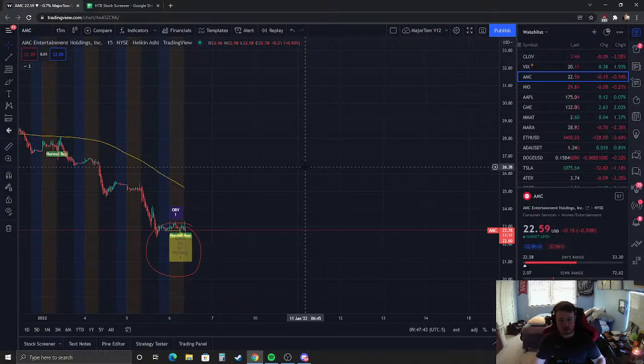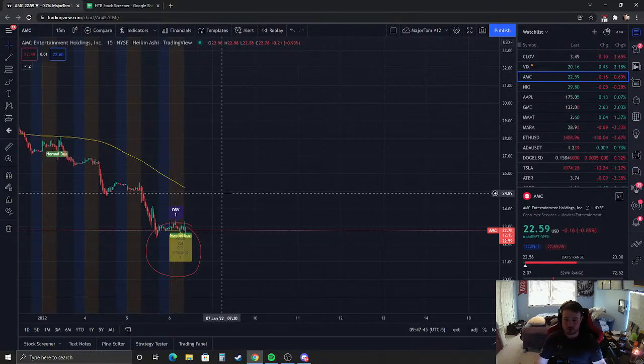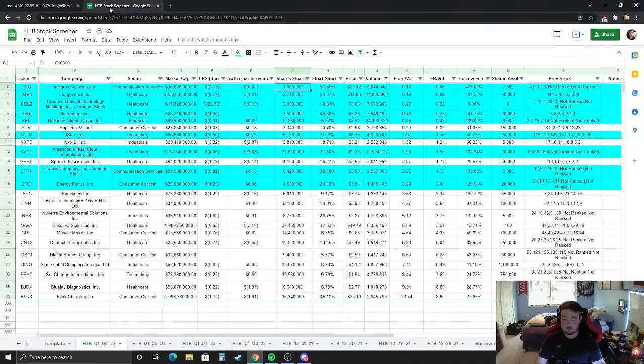Yeah, I just wanted to hop on real quick and show you guys some stuff that I was looking at. Take a look at SELS here. The float of SELS is 2 million, 20% short, and it's seeing 7.6 million in volume. That's pretty good. BFRI is also showing high numbers again.